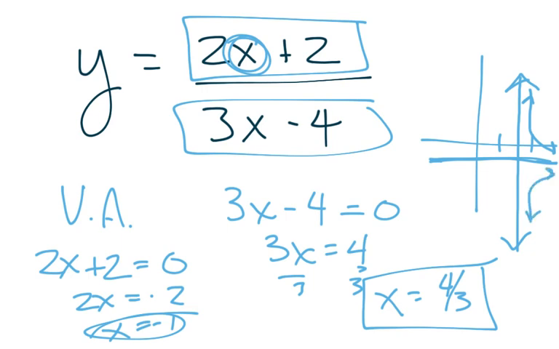We should probably check it because it could be down here. So we need to check it and say, okay, what if I put 2 in for x? That's 2 times 2 is 4, plus 2 is 6, over 3 times 2 is 6, minus 4 is 2. I get 3. So (2, 3), yeah. So it's got to be here and here. Okay, there are your graphing simple function ideas.